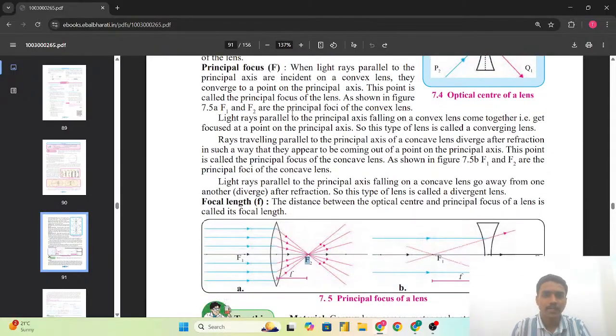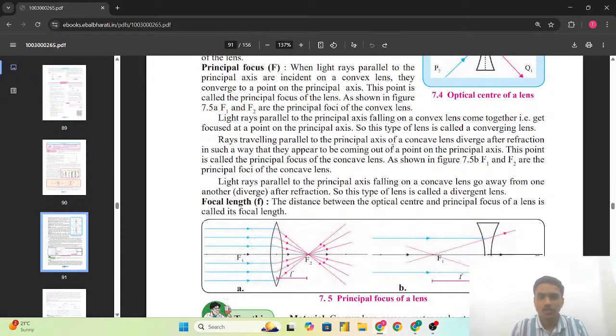नेक्स्ट है F1 एंड F2 आर द प्रिंसिपल फोका ऑफ द कॉन्वेक्स लेंस. यहाँ पर F1 और F2 जो है वो प्रिंसिपल फोका हैं कॉन्वेक्स लेंस के. Light rays parallel to the principal axis falling on a convex lens come together, that is get focused at a point on the principal axis. So this type of lens is called a converging lens. मतलब convex lens जो है that we call a converging lens.